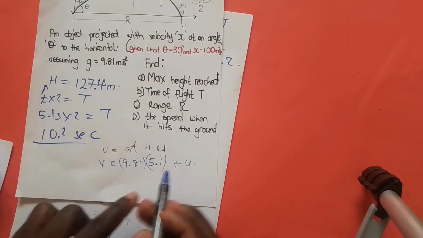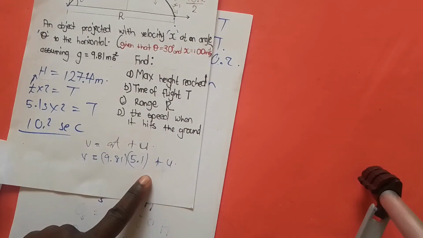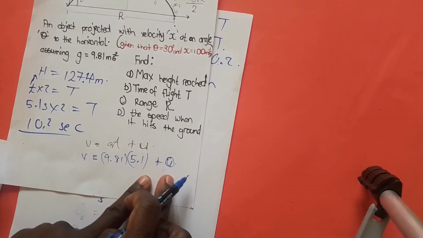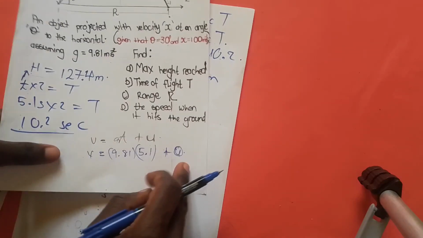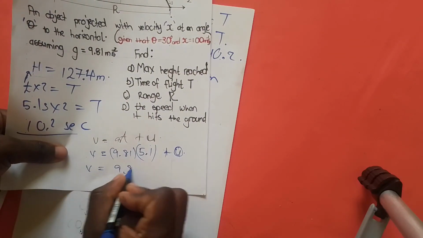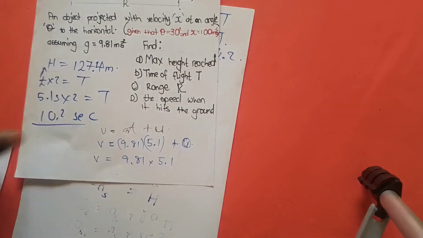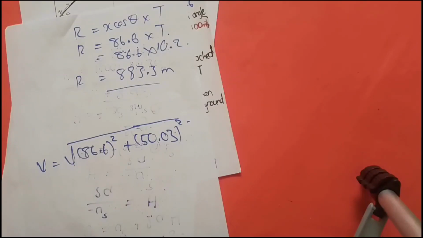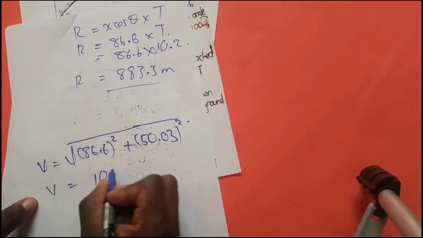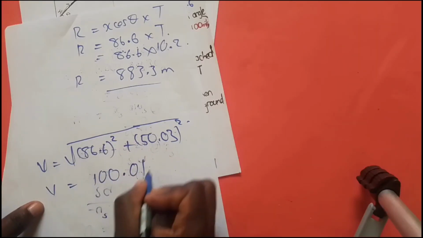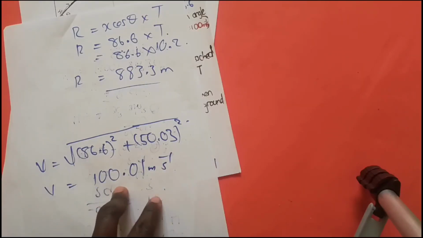So if we punch this in, plus u, and we found out that at the maximum height u is 0. We know this from projectiles, right? So from the maximum height, u is going to be equal to 0. Therefore, v is going to be equal to 9.81 times 5.1. If you punch that into your calculator, you find that v will be equal to 100.01 meters per second. So this is the speed by which the object will reach the ground, right?